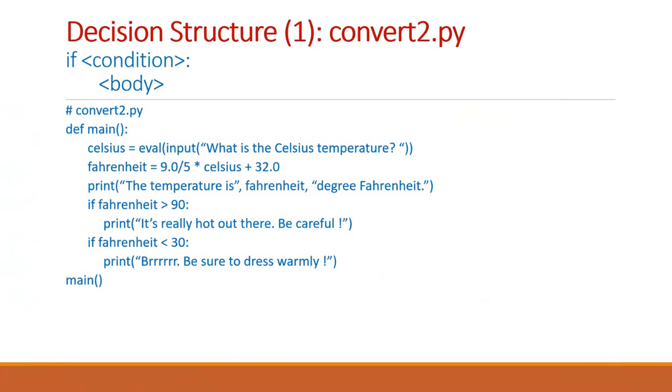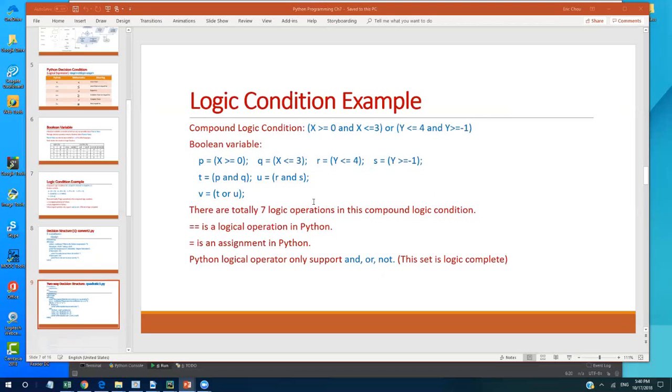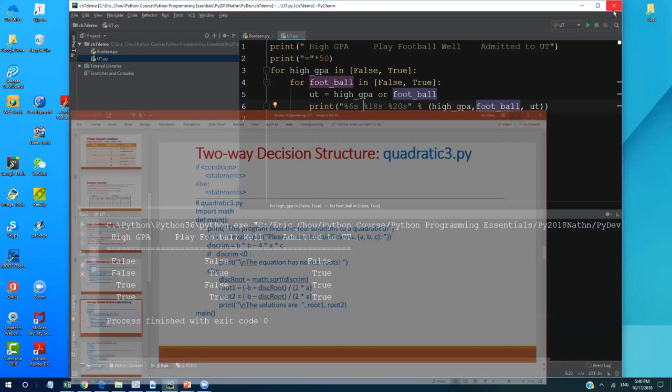So here we have convert to. Okay, so we enter some value, and then if it is greater than 90 degrees, we say it's really hot out there, be careful. If it's less than 30, we print out, be sure to dress warmly. Okay, so that is the variable.